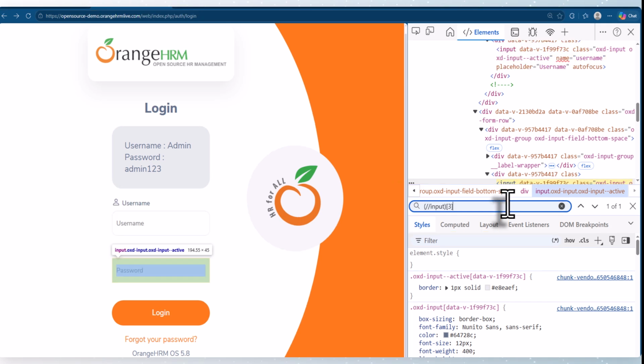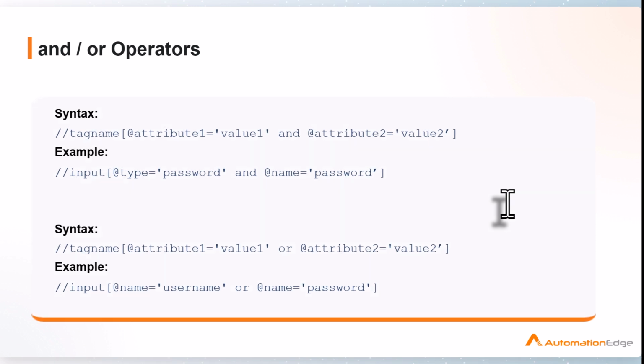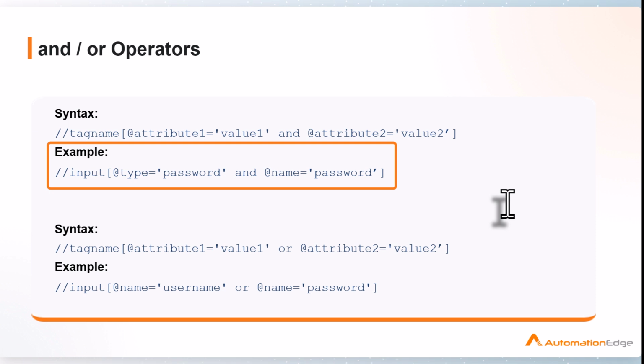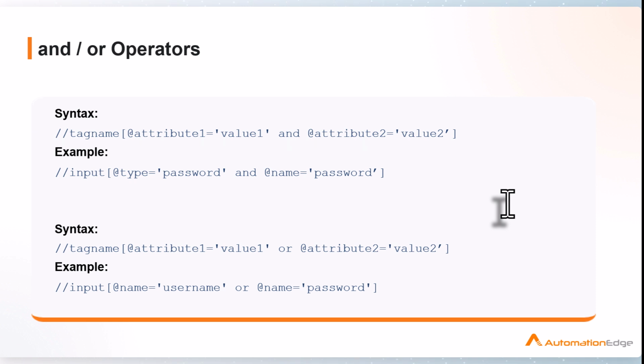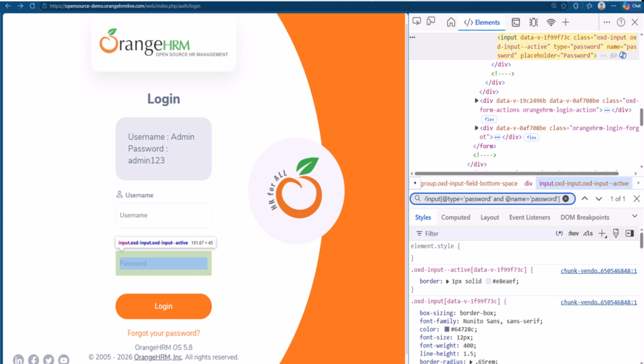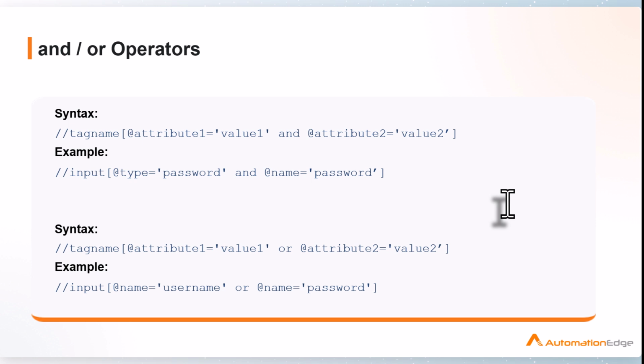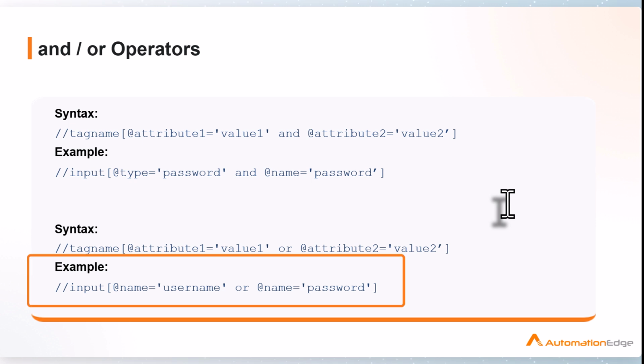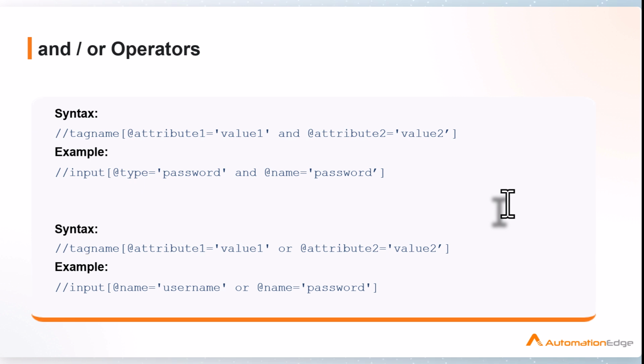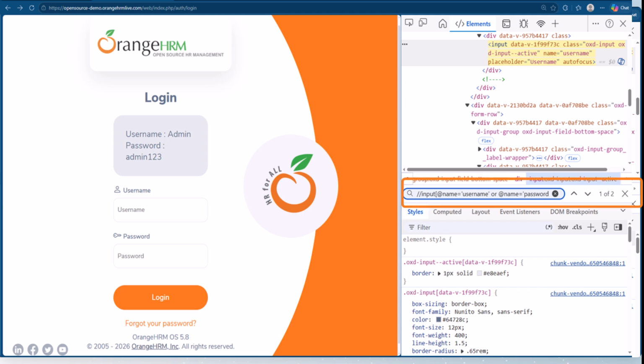Next is AND, OR operator. The AND or OR operators allow us to combine multiple conditions within a single XPath expression. The AND operator requires all conditions to be true before an element is selected. In this example, it will select element whose type attribute is password and name attribute is password. You can see on web page this XPath locates the password field because both conditions are satisfied. The OR operator requires only one of the conditions to be true. The element will be identified if at least one condition matches. XPath input at the rate name and username, or at the rate name and password, matches both the username and password fields, because either condition can be satisfied.